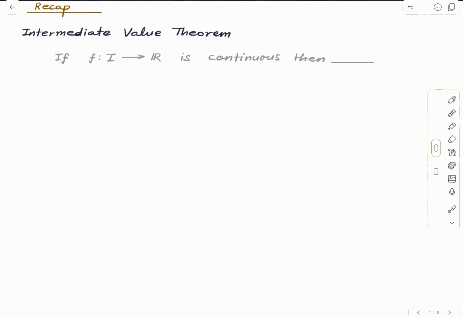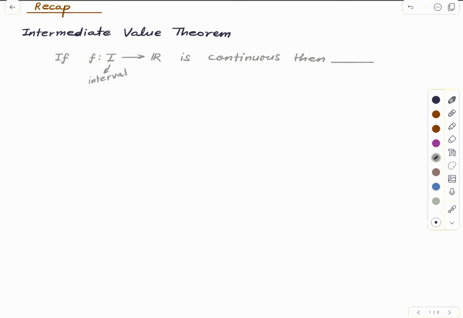Welcome to this lecture series in real analysis. In this lecture, we'll look at some applications of the intermediate value theorem, and let us recall what the theorem is. It says that suppose we have a continuous function where the domain is an interval.